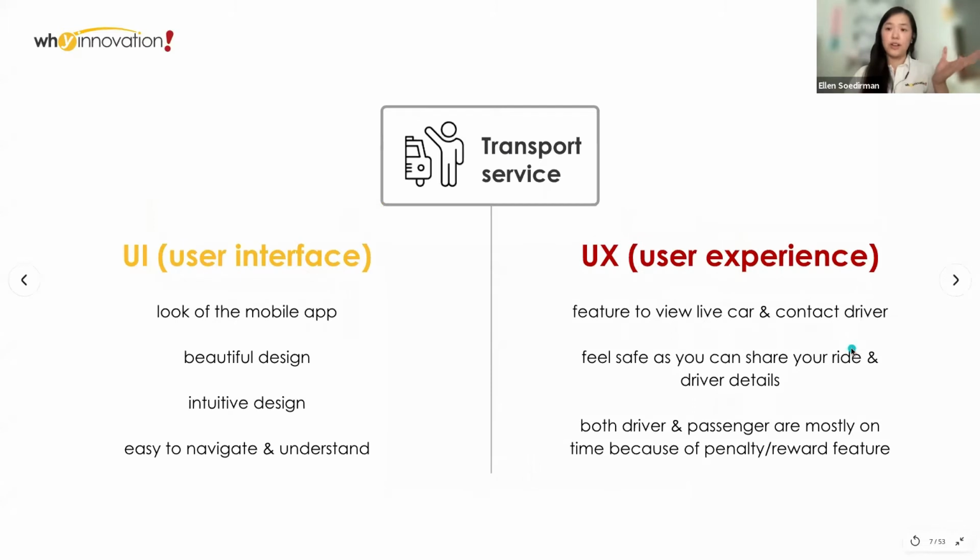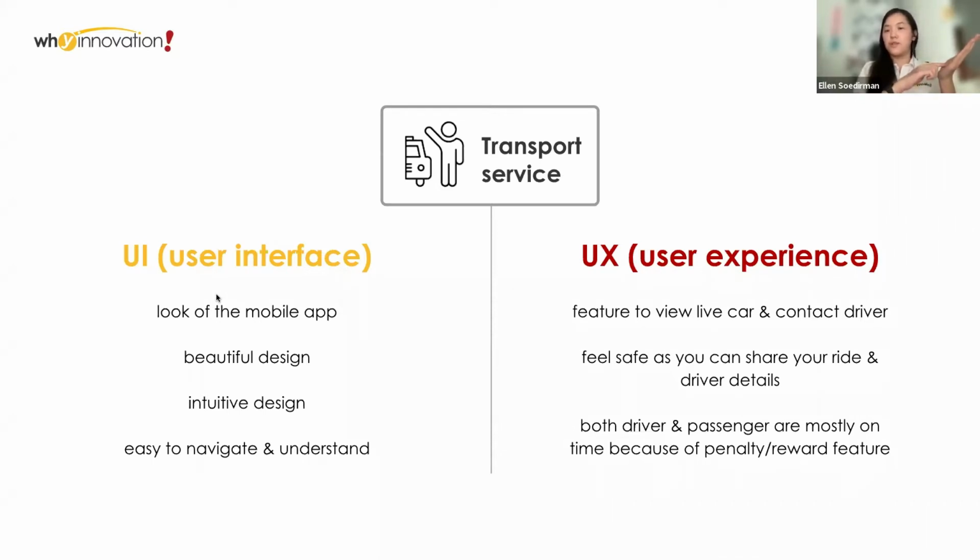For example, let's take an example of a transport service like maybe Grab or Uber or Gojek. So if we are talking about the user interface of such services, we are talking about the look of the mobile app. So their design, what you see on the screen, the colors, the fonts, the buttons, the little animations. So it's beautiful, it's intuitive, and it's also easy to navigate and understand. So when you use the product, you know exactly which button to press and stuff like that, so you don't get frustrated, right? So that's a good user interface. And all of this is experienced when you are doing it.